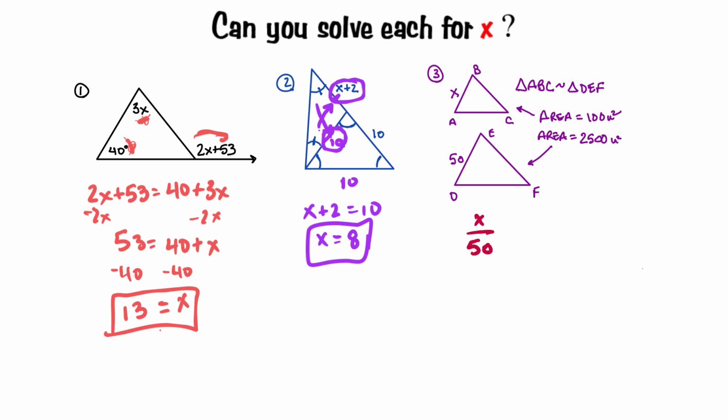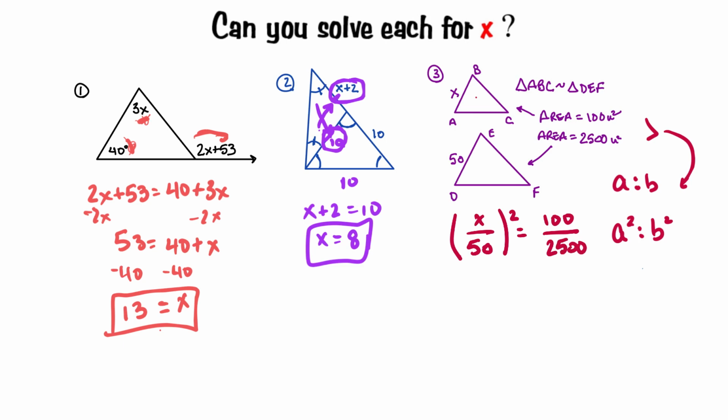Now, if we have a scale factor of A to B, or we have sides that are in a ratio of A to B, in order to get the area, we would have to square the scale factor, so it would be a squared to b squared. So we need to square this scale factor to get the ratio of the areas. Well, the ratio of the smaller triangle, that area came out to be 100, and the larger one was 2,500. So now we end up with x squared over 2,500 because I squared 50, so 50 times 50 gave me the 2,500, equals 100 over 2,500 as well.